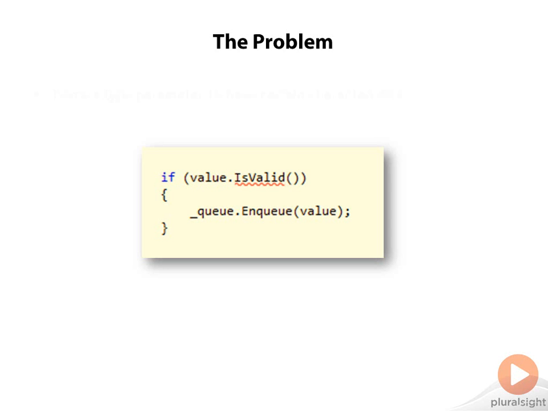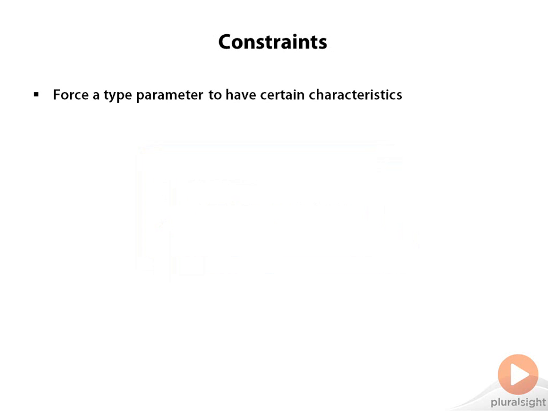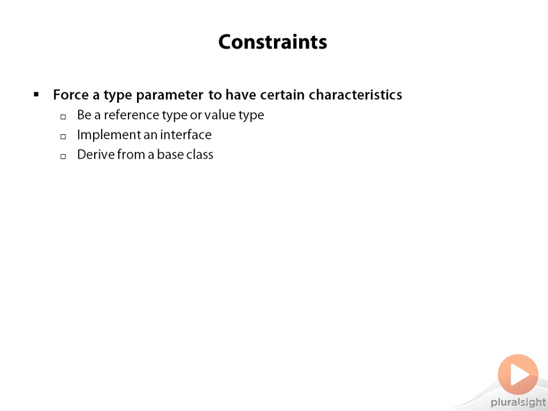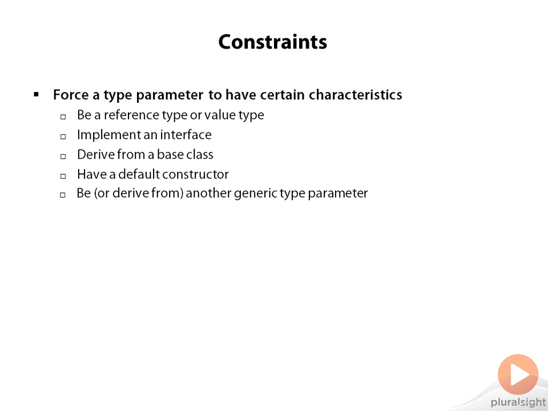And that's where generic constraints become useful, because generic constraints can force a type parameter T, or whatever it's named, to have certain characteristics or features. We can force T to be a class or a struct. That means it would have to be a reference type or a value type respectively. We can force it to implement an interface or derive or be a specific base class. We can also force it to have a default constructor or to derive from or be some other generic type parameter. I'll show you examples of all of these.